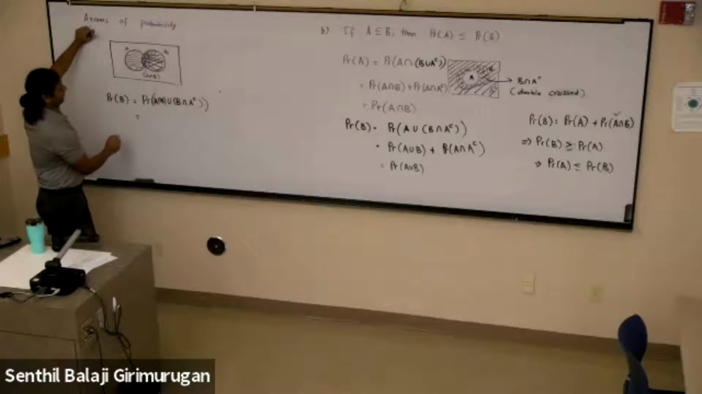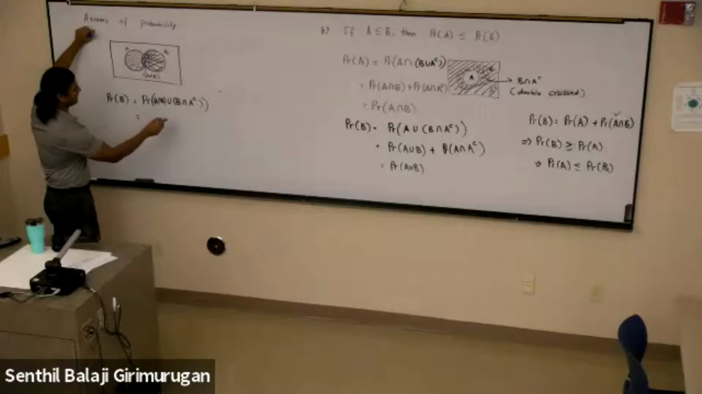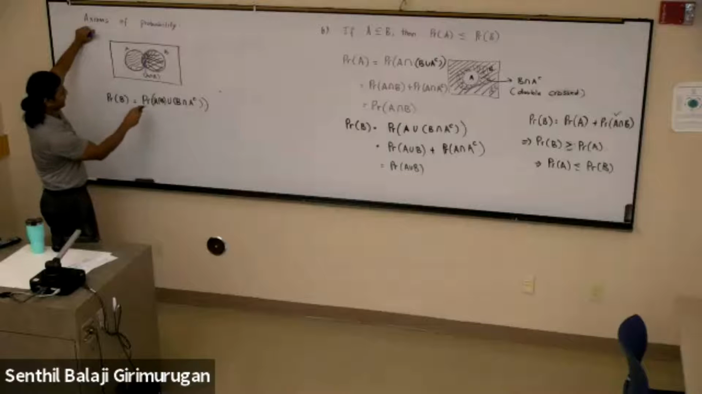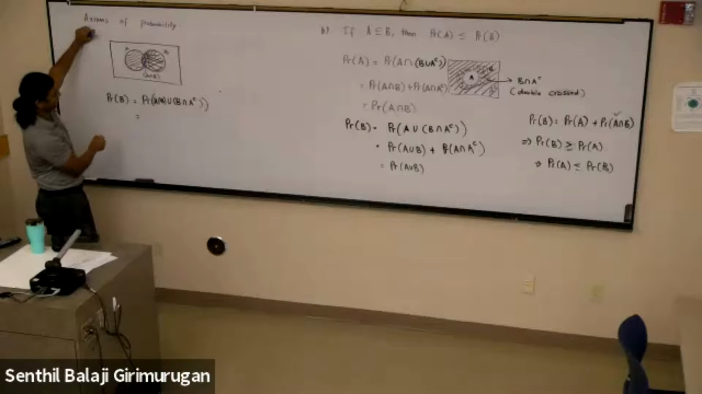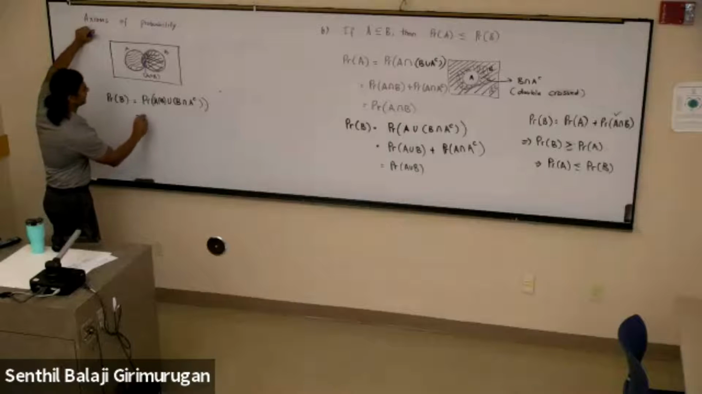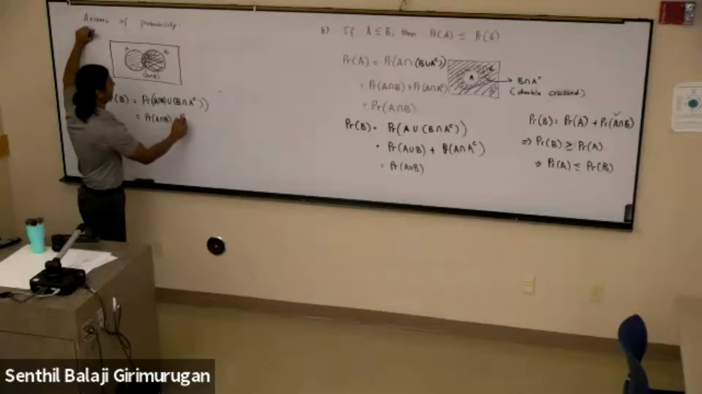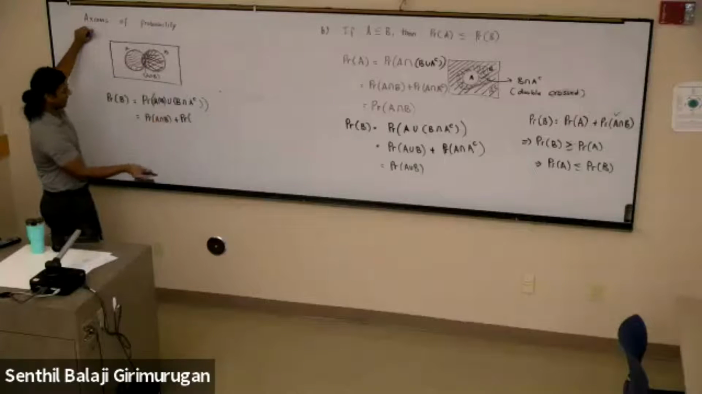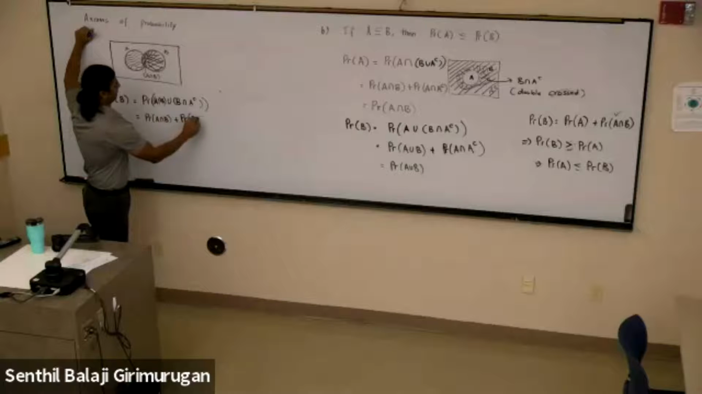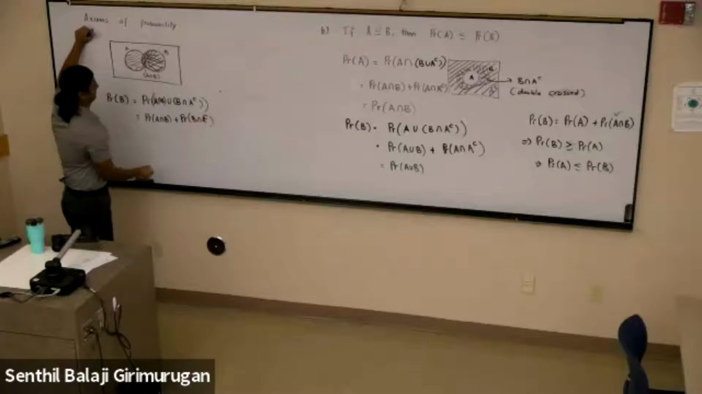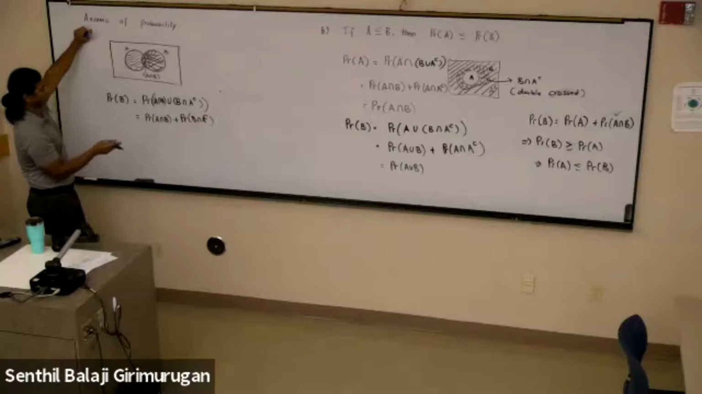Okay. Which would simply mean the probability of A intersect B, and the other part plus the probability of B intersect A complement. That's just the probability of B.